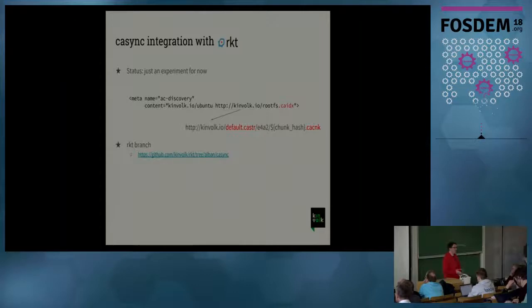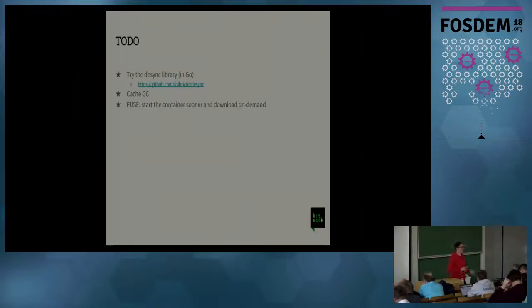And to integrate that in the way the App Container Image discovery protocol works, I just recognize in the meta tag in HTML if I have an image with a suffix caid, which is the index file for CAsync, then Rocket will know that it has to use CAsync to download the chunks, and it will use the default directory, which is default.castr. There is a branch for that, so that's just a proof of concept. At the moment, it's quite basic, just to try it.